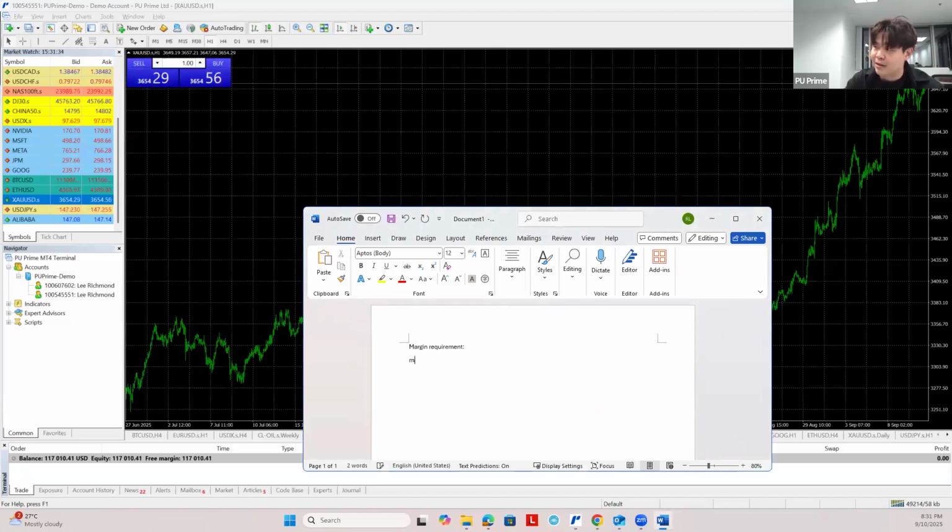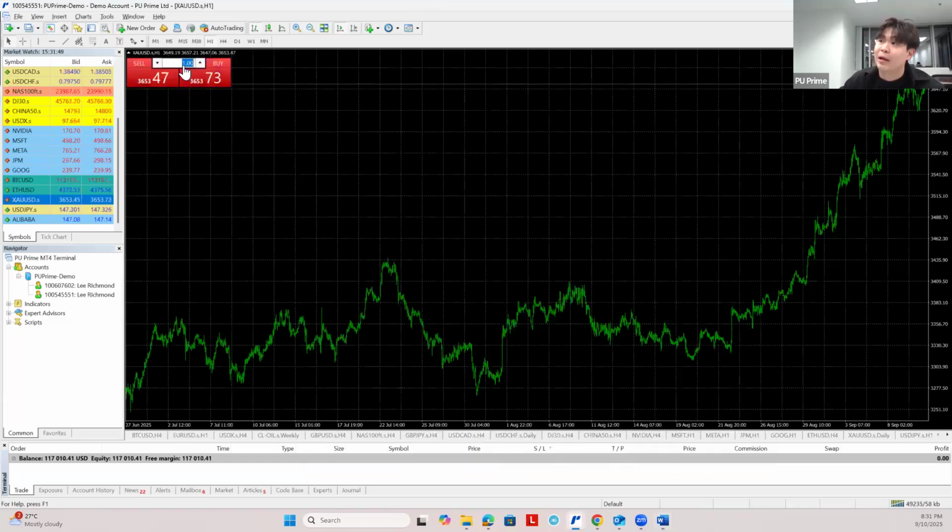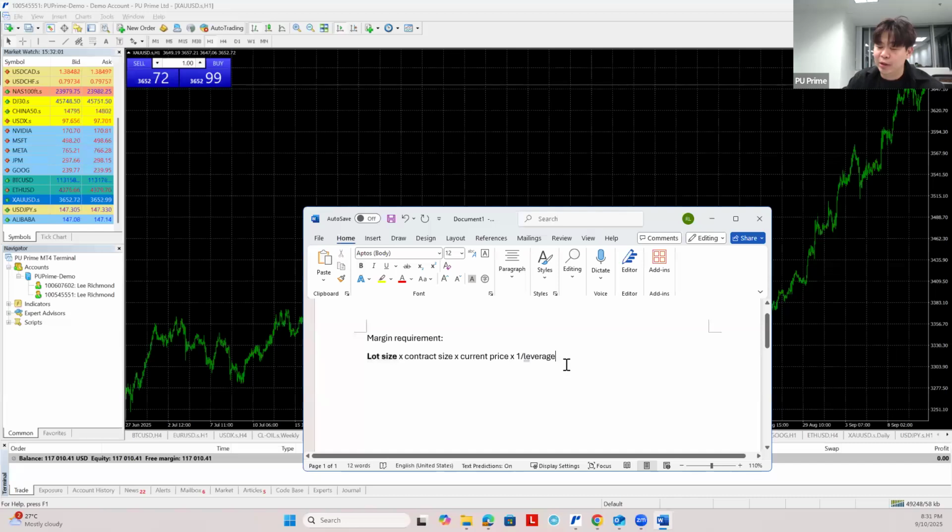Margin requirement for me is lot size times contract size times current price times 1 divided by leverage. So lot size, the first thing about the lot size is the positions that you want to open here. So let's say here is one lot, like 2 lot, 3 lot, 4 lot, 5 lot. So what is the lot size? Lot size is, by using the lot size, you can determine how much you want to buy of gold. So let's say you buy one lot, how much you need to deposit.